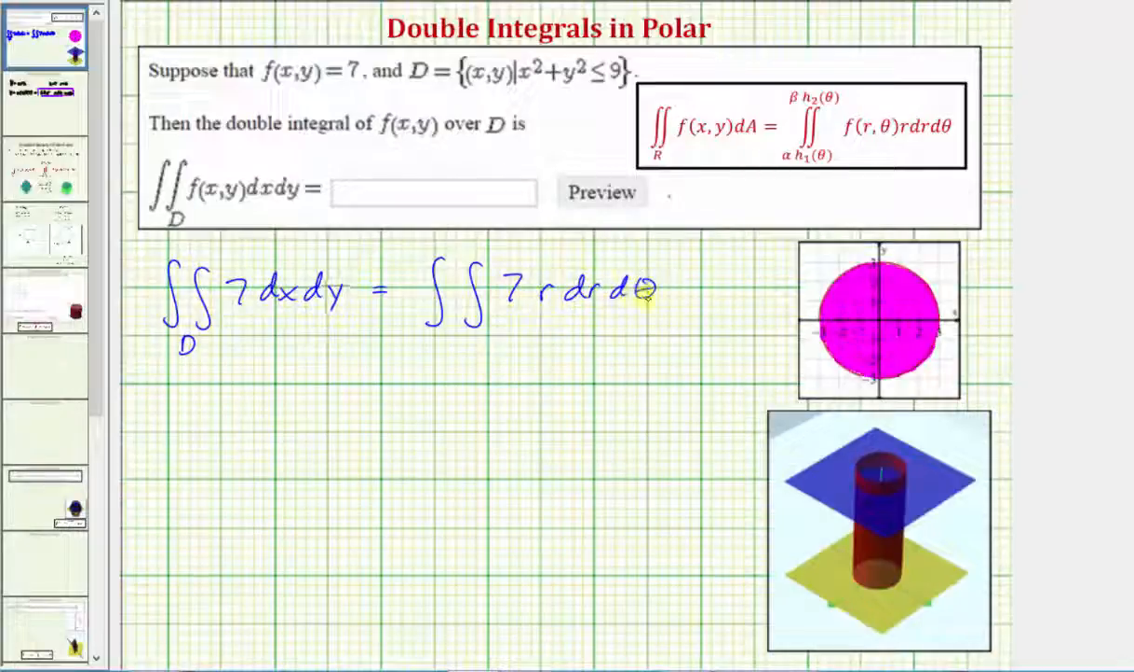Now we need to find new limits of integration for r and then theta. Looking at the region of integration, notice how r would start at 0 and go out to 3. So the limits of integration for r are from 0 to 3. And then to trace out this area, we have to rotate one full revolution, which means theta would be from 0 to 2 pi radians.